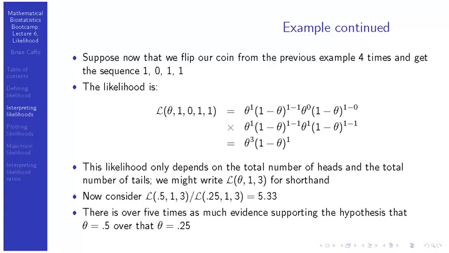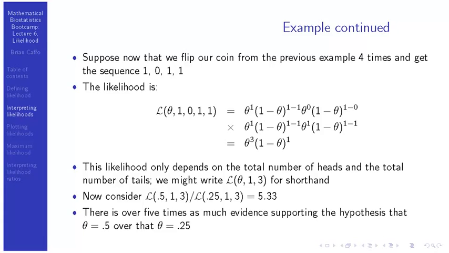Notice, however, that the order of the ones and the zeros doesn't matter. Regardless of the order, as long as we got 3 ones and 1 tail, the likelihood was going to be equivalent. It was going to give you theta to the 3, 1 minus theta to the 1. So that is a property of likelihoods. It's illustrating that if you have a coin, the particular configurations of zeros and ones doesn't matter.